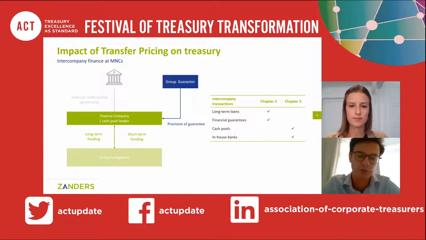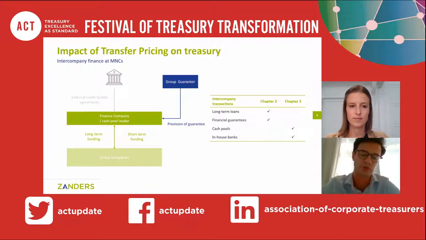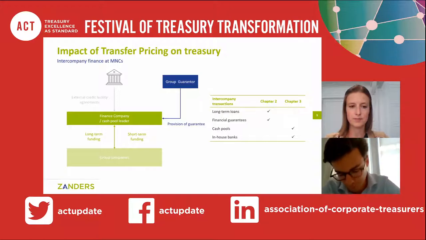In this presentation, we'll first focus on standalone facilities, so long-term intercompany loans and financial guarantees. And then in the third chapter of this presentation, we'll shift towards the pooled types of transaction, and so the determination of cash pool interest rates and in-house bank interest rates. First of all, why is this relevant for treasury?